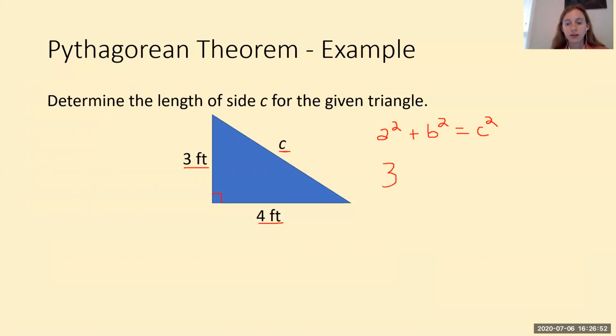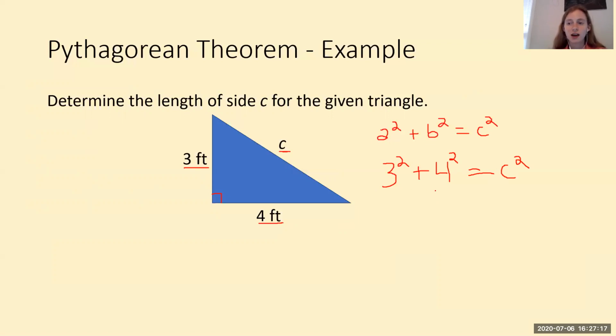So we have 3 feet squared plus 4 feet squared. And that equals our hypotenuse squared. Okay, so now I'm going to start simplifying this side of the equation.